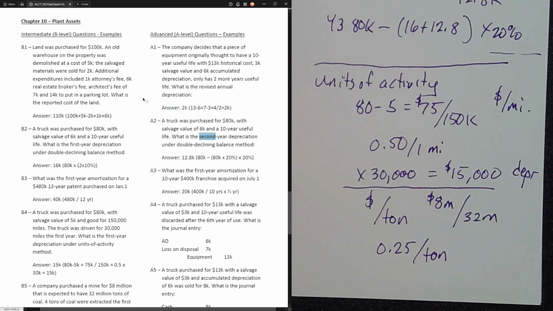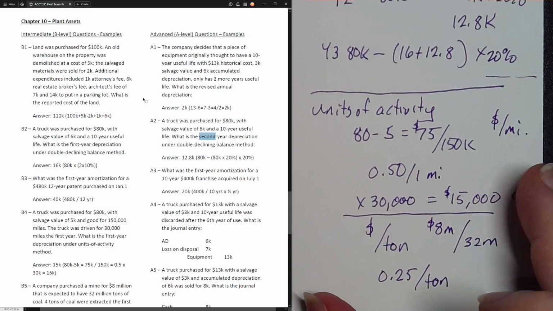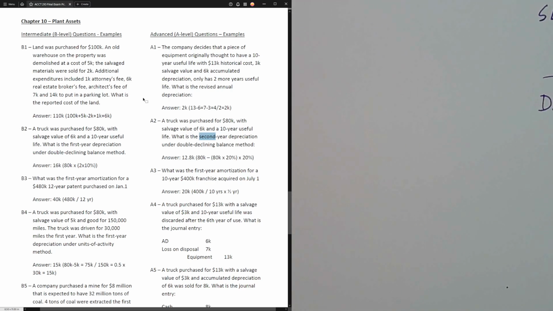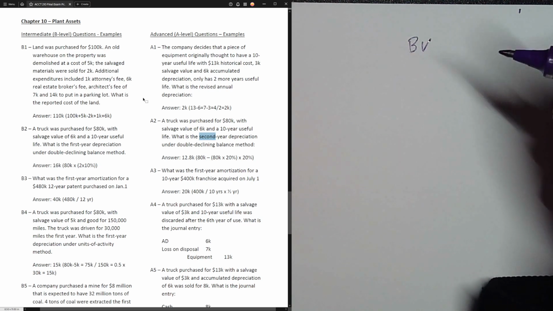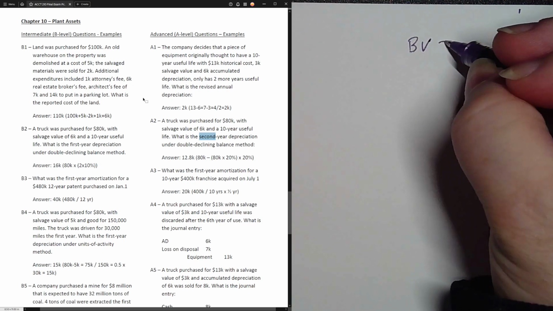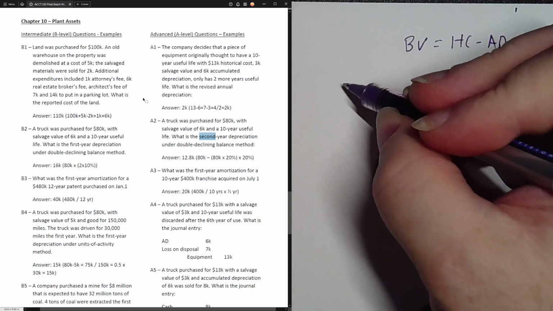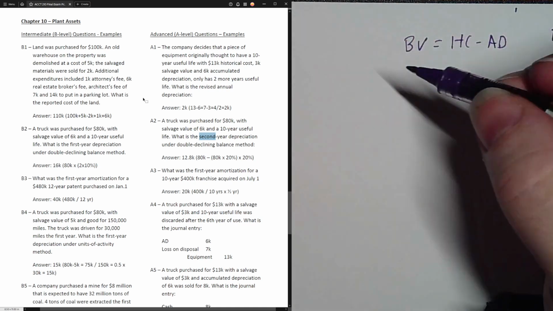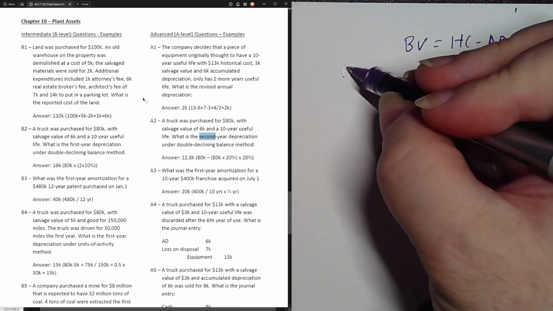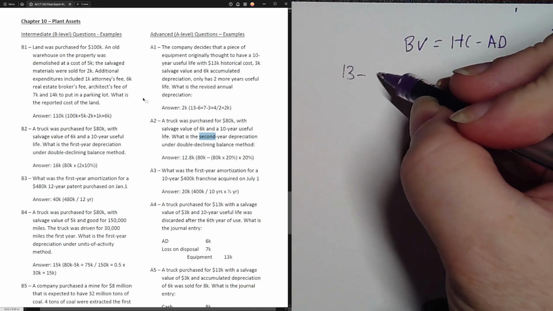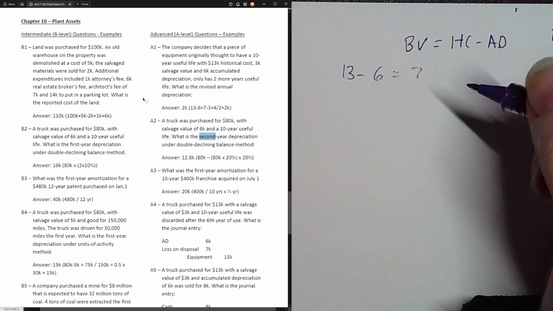Okay, let's look through A1. A company decides that a piece of equipment originally thought to have a 10-year useful life of 13,000 now only has a shorter life. So this is what we call a revised depreciation schedule. It's not that hard. All you need to do is take the existing book value, and here the book value is going to be, remember, historical cost minus accumulated depreciation. So the book value is 13 minus 6. So the book value is 7.